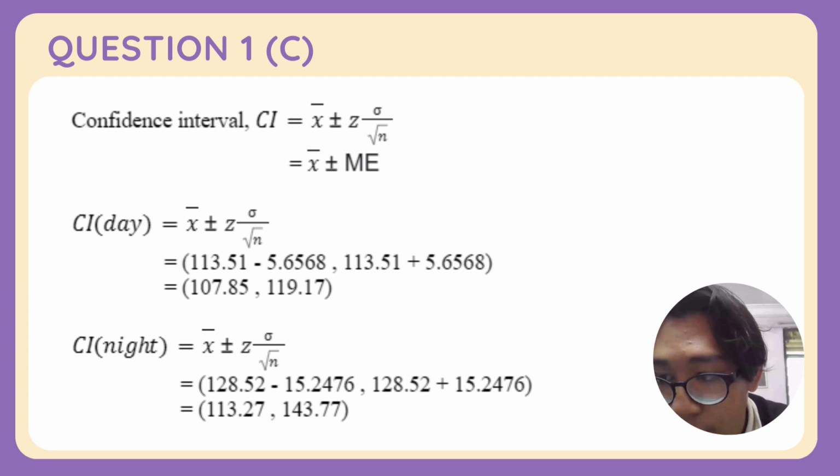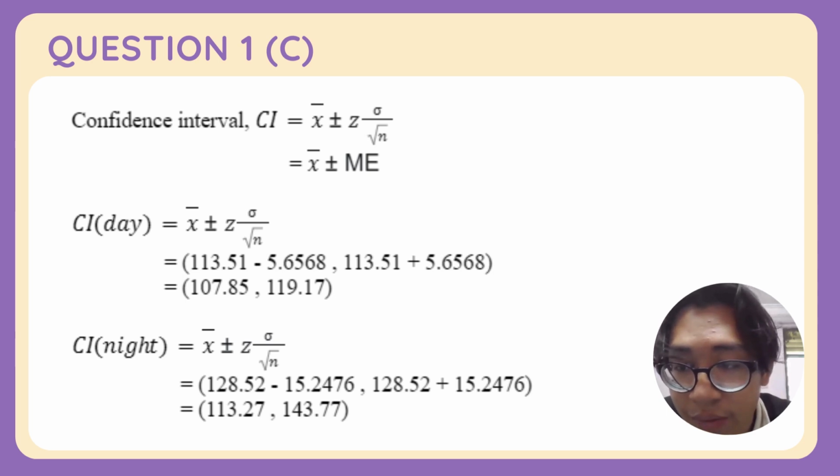Lastly, to calculate the confidence interval, we use the formula of mean value plus or minus the margin of error to find the confidence interval for day shift. For the lower bound, we take the day shift mean value minus the margin of error for day shift. For the upper bound, we take the day shift mean value plus the margin of error. We got the confidence interval for day shift, between 107.85 and 119.17.